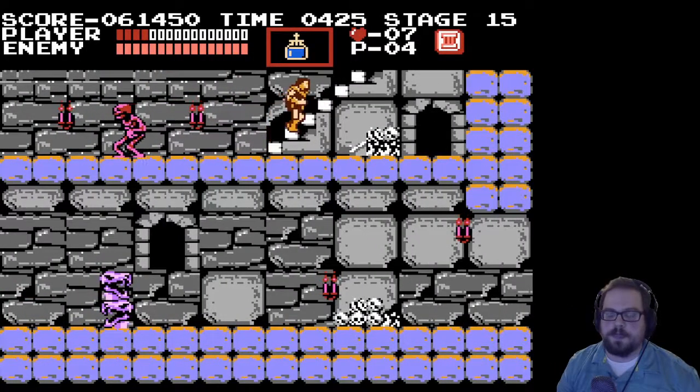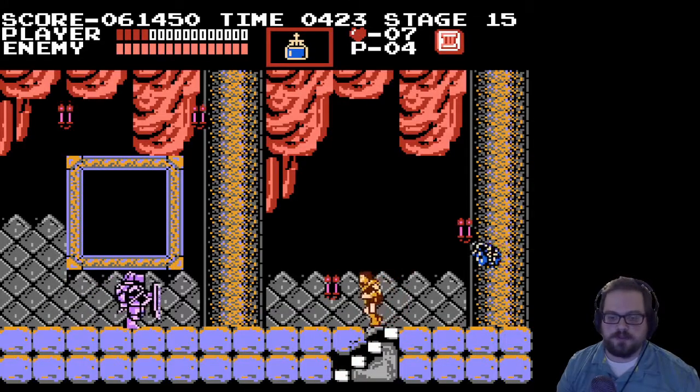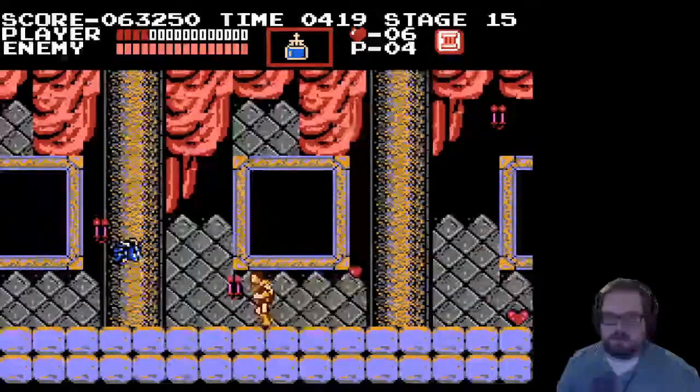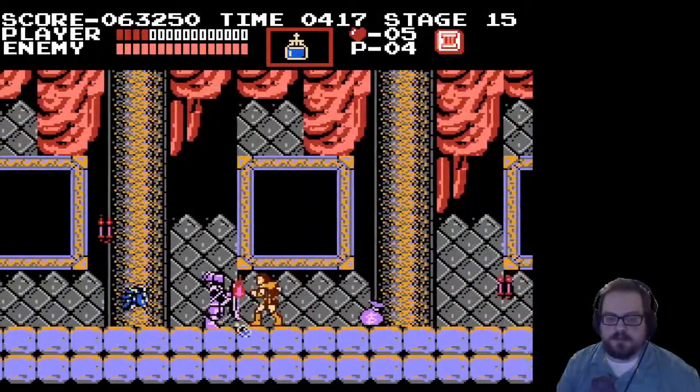Once you get through this room, the rest is just as normal. Like this room, no change. Death fight, no change. So just be prepared, and you should be able to get through this no problem.